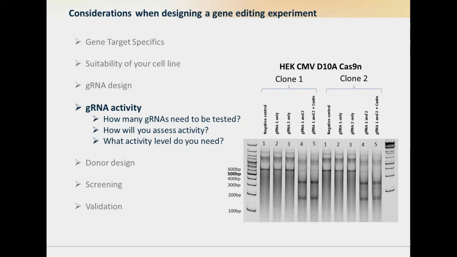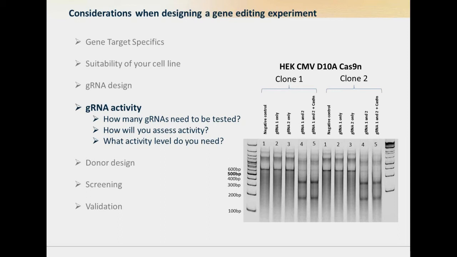Well, how do you measure that activity? The surveyor or mismatch assay is the most common method used, but that assay itself can be problematic as well. It involves PCR primer design so that you get a very clean amplicon, and then you have to include the proper controls or it can be fairly misleading.